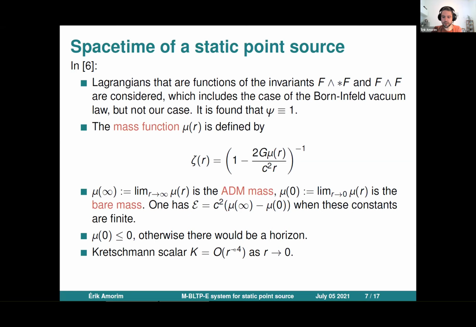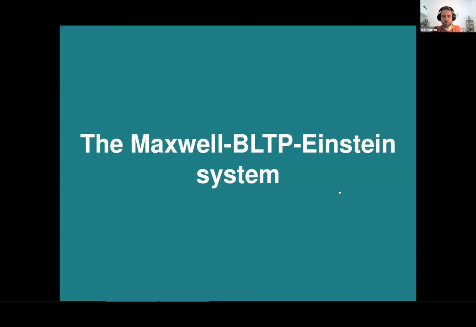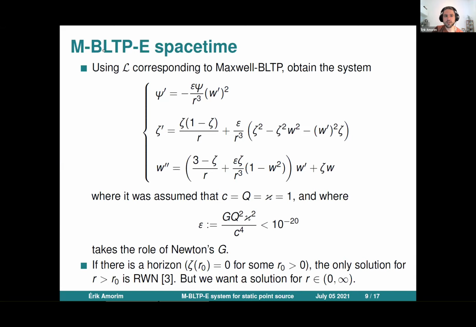Let me skip this one. And let me tell you now what happens if you try to study the BLTP, if you try to couple Maxwell BLTP to the Einstein equations. So you get this system for the three unknowns of our problem, remembering that W is essentially phi prime with some other functions multiplying it.